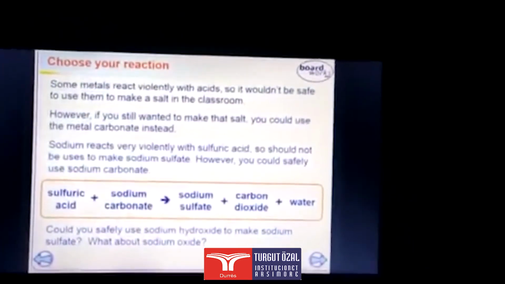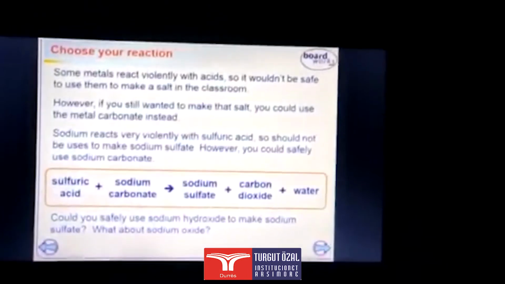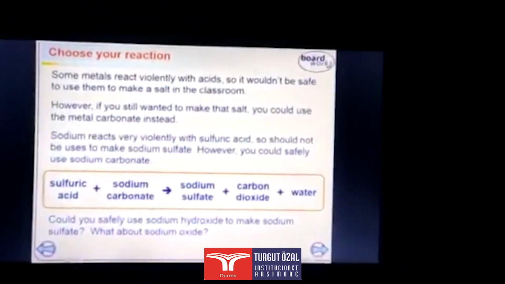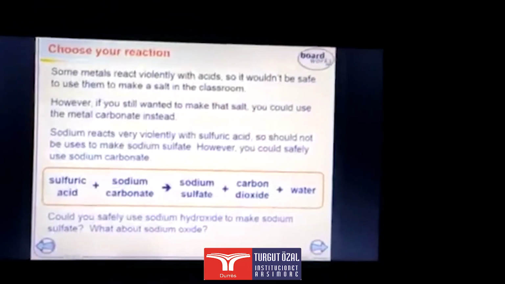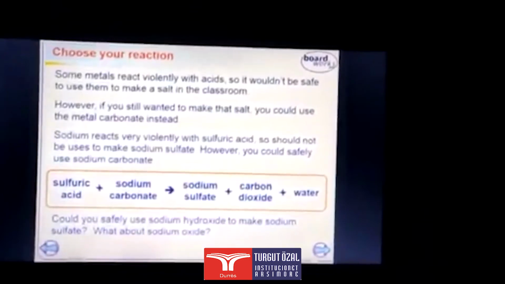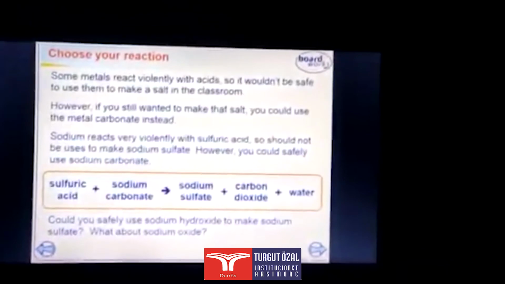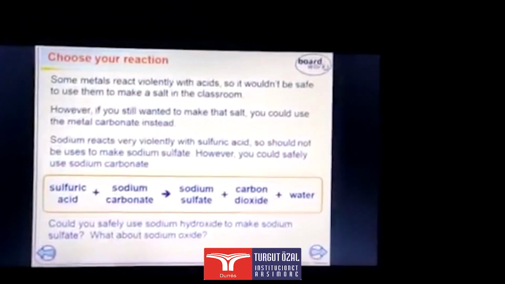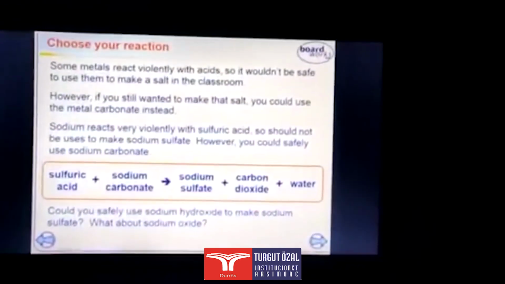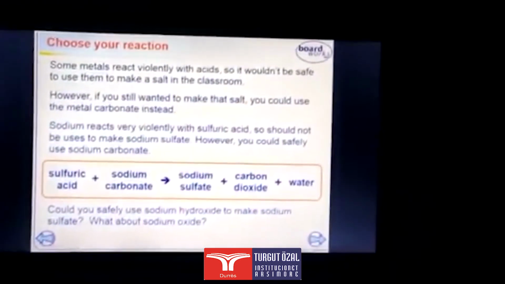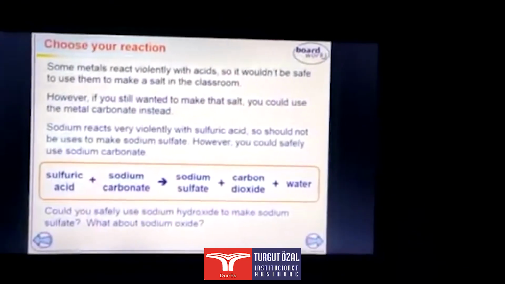Choose your reaction. Some metals react violently with acid, so it wouldn't be safe to use them to make a salt in the classroom. However, if you still wanted to make a salt, you could use a metal carbonate instead. Sodium reacts very violently with sulfuric acid, so it should not be used to make sodium sulfate. However, we could safely use sodium carbonate. Sulfuric acid plus sodium carbonate will give sodium sulfate plus carbon dioxide and water. Could you safely use sodium hydroxide to make sodium sulfate?